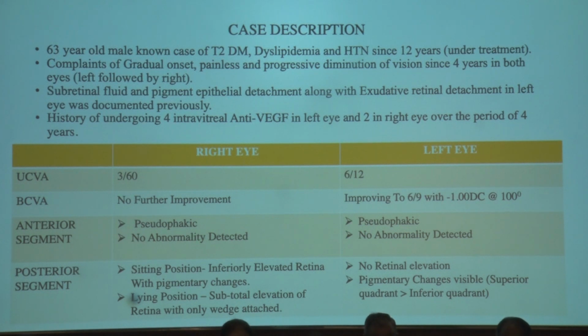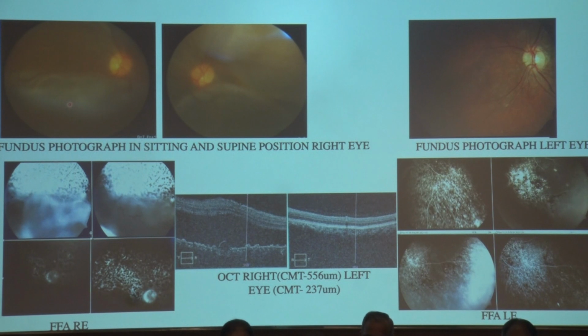There was a history of undergoing 4 intravitreal anti-VEGF injections in the left eye and 2 in the right eye over a period of 4 years. His best corrected visual acuity in the right eye was 3/60 and in the left eye was 6/9. The anterior segment was within normal limits. He was pseudophakic in both eyes. The posterior segment photos were taken by a handheld fundus camera.